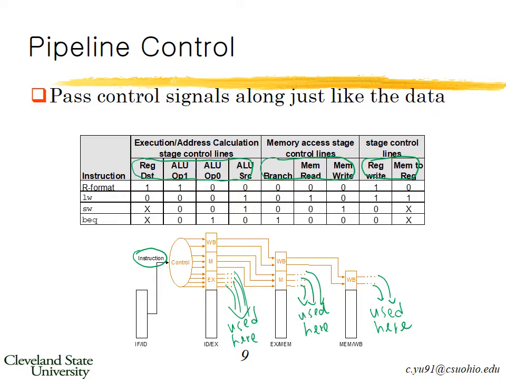So, among those 9 control signals, we need to categorize them into those that are used in the write back stage, those that are used in the memory stage, and those that are used in the execution stage. This table shows those 9 control signals in those 3 different categories. So RegDst, ALUOp1, ALUOp0, ALUSrc, they are used in the execution stage and so on.